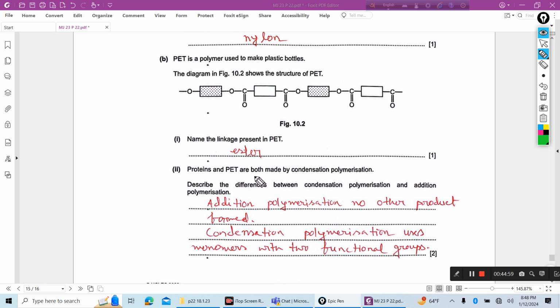Proteins and PET are both made by condensation polymerization. Describe the differences between condensation polymerization and addition polymerization. In addition polymerization, no other product forms, only one product is formed. Condensation polymerization uses monomers with two functional groups. That means condensation polymer is formed by the reaction of two functional groups.